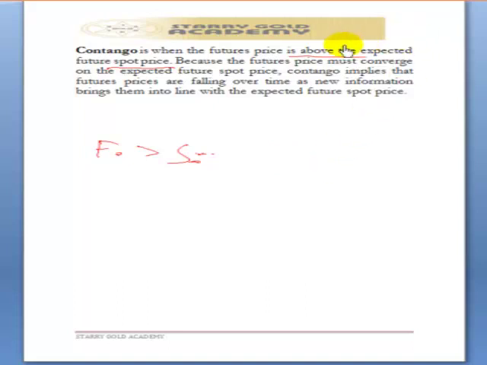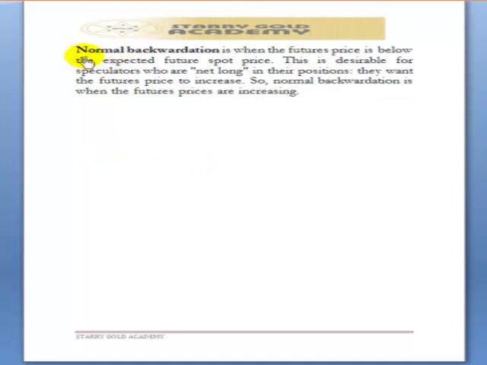That's on contango. When we are talking about normal backwardation, this is when the price is supposed to move up. The future price will move up to meet the expected future spot price. So it is when the future price is below the expected future spot price, and this is desirable for the speculators, those that take bets on the market, who are net long in the position. Net long means that they will take delivery of certain things later, so they want the future price to increase. So normal backwardation is when the future prices are increasing, and this is the case of a convenience yield that is greater than the risk-free rate.